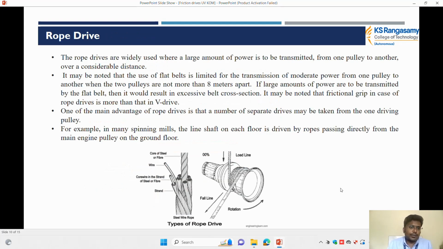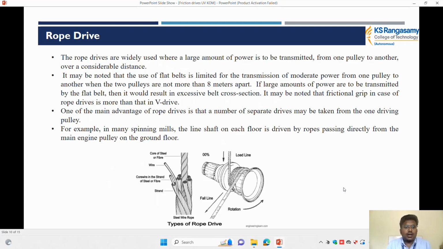Next, the rope drive. Rope drives are widely used where a larger amount of power is to be transmitted from one pulley to another over a considerable distance. It may be noted that the use of a flat belt is limited to the transmission of moderate power from one pulley to another.